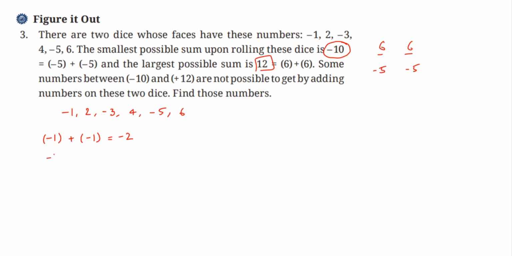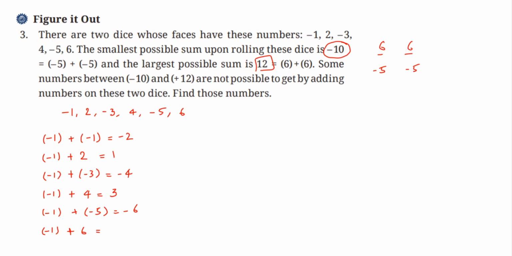This way you'll not miss out anything. Next I'll take -1 and the second number, which is 2. -1 plus 2 is 1. Next, -1 plus the next number, -3, is -4. Then -1 plus 4 is 3. Then we have -1 plus -5, which is -6. And the last combination with -1 is 6 here. So -1 plus 6 is 5. So I'm done with one number. I've tried all the combinations we can have with -1.